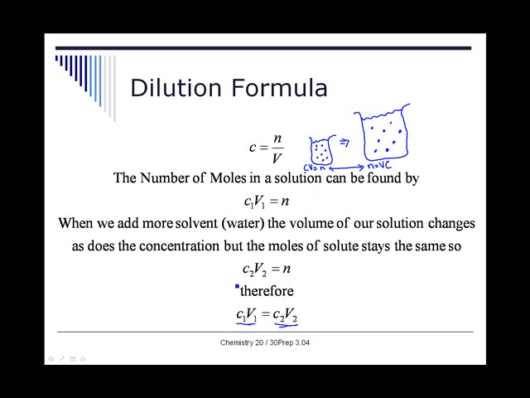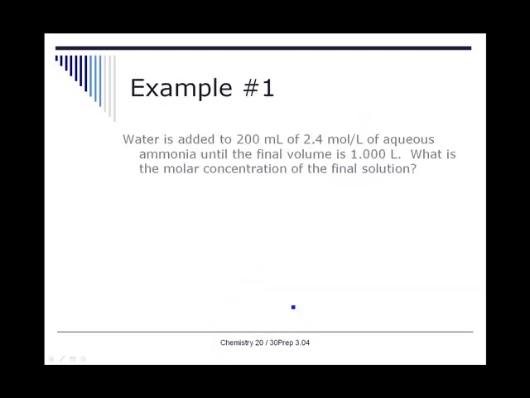So this is our dilution formula. As long as we know the concentration and volume in one beaker, either our stock or what we're going to, we can calculate one of the other two variables. We'll jump into an example and see how this works.